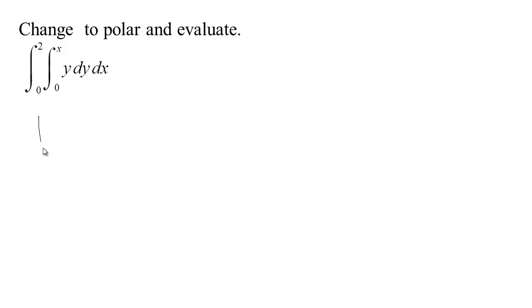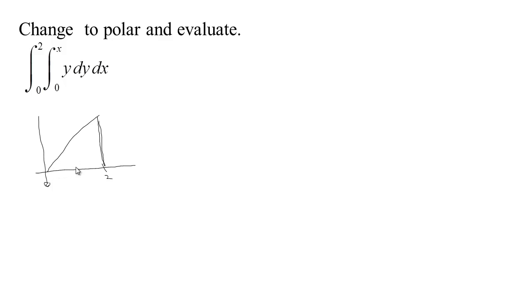X is going from 0 to 2, and then the y value is, for a given x value between 0 and 2, climbing from 0 up to the line where y equals x. There's the line y equals x. So we're talking about this triangular region here. Okay, so if we want to do this in polar, we just need to get a description of this triangular region.